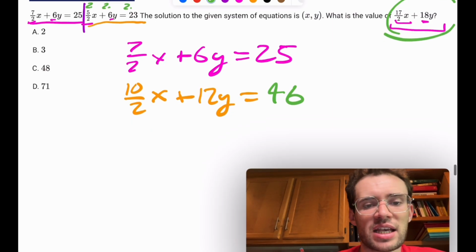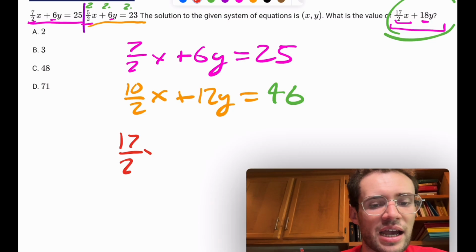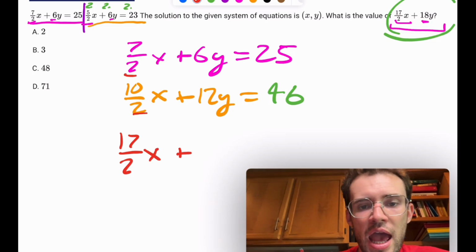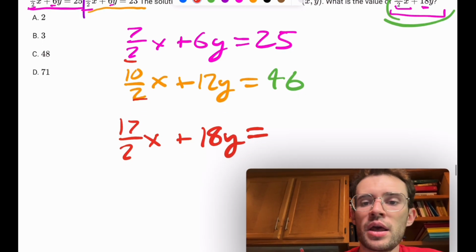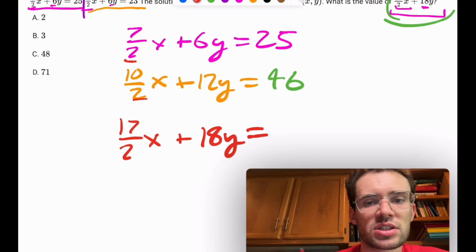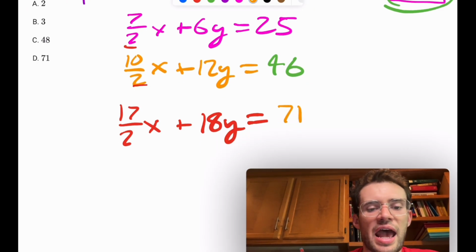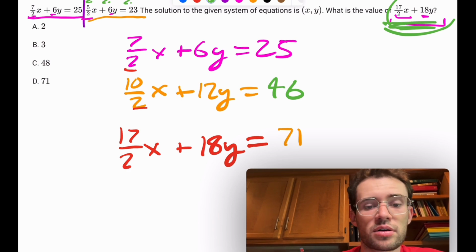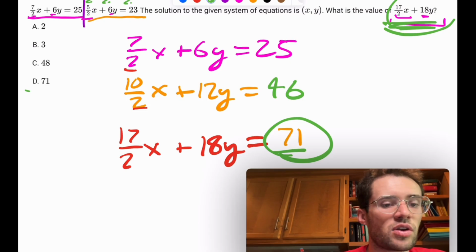Then 7 halves x plus 10 halves x is 17 halves x. They have the same denominator, so you can just add the numerators of the coefficients. And then 6y plus 12y gives us 18y. And 25 plus 46 will be 71. Right, so 17 halves x plus 18y, which is, again, what we're solving for, is equal to 71. So 71 is our answer.